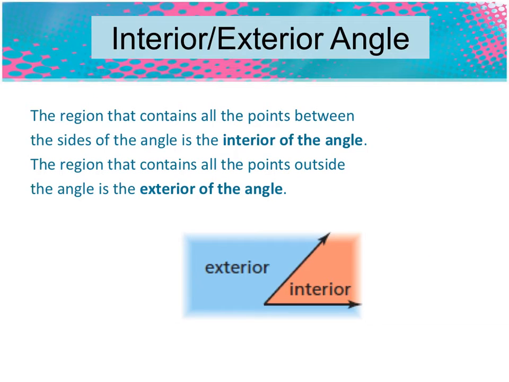Next slide is talking about interior and exterior part of an angle. The region that contains all the points between the sides of the angle is called the interior, and the region that contains all of the points outside of the angle is the exterior. So everything that's inside the two rays, or inside the angle, is the interior part, and everything that would be outside of that is called the exterior part.